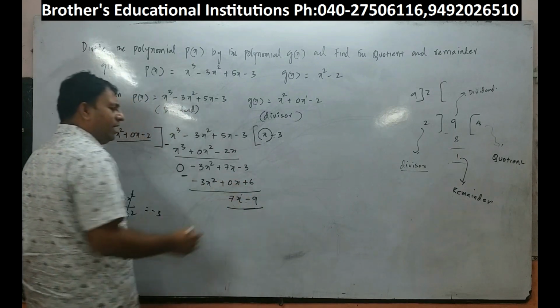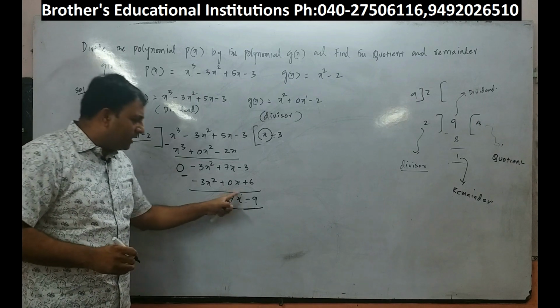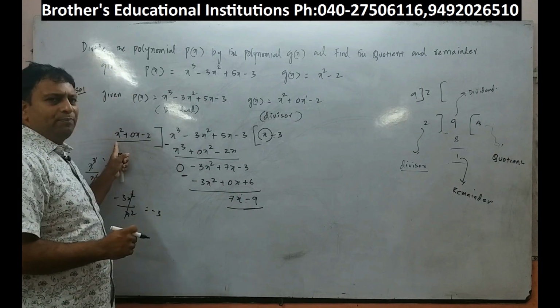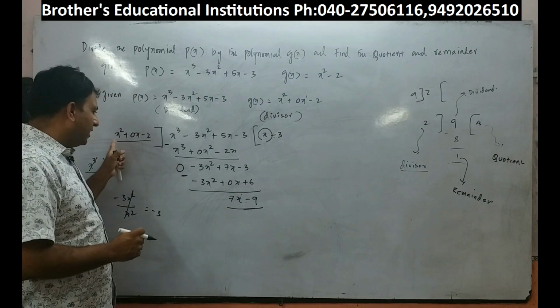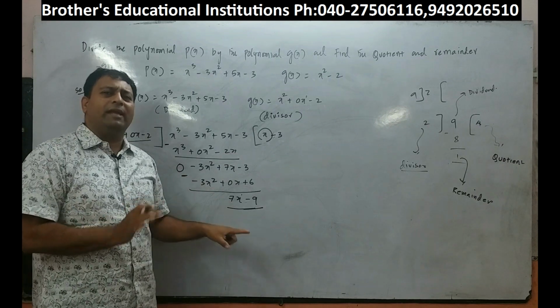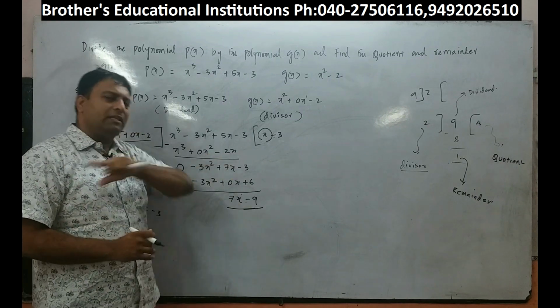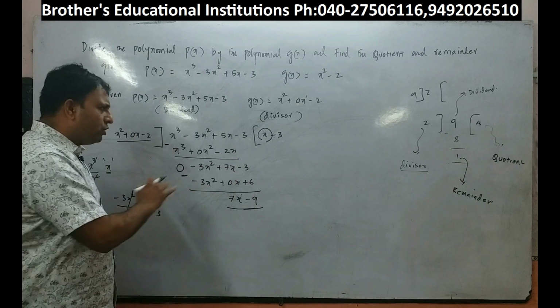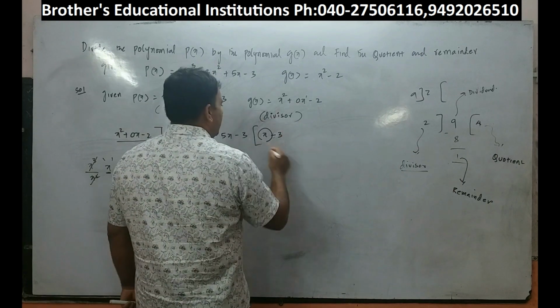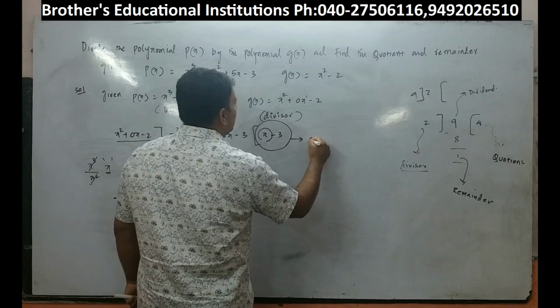What is the power here? Power of the x is what? 1. This 1 is less than the power of the divisor, that is 2. The division will truncate. Whenever this power is less, the division has to stop. Now once you stop, you will declare this entire stuff as quotient.